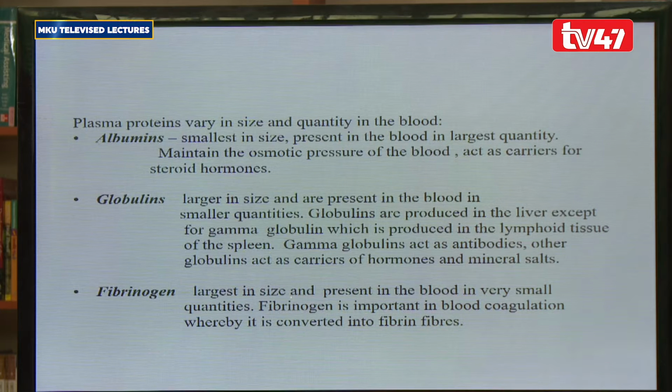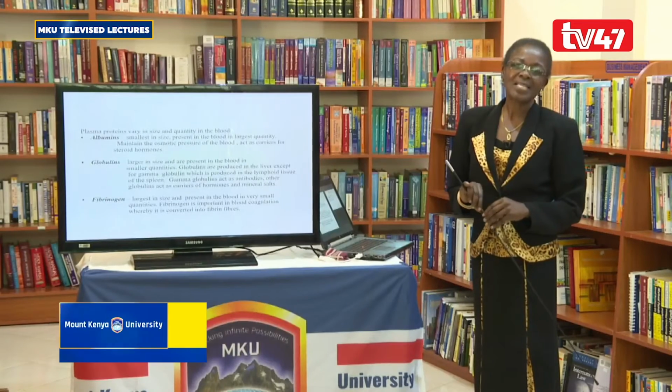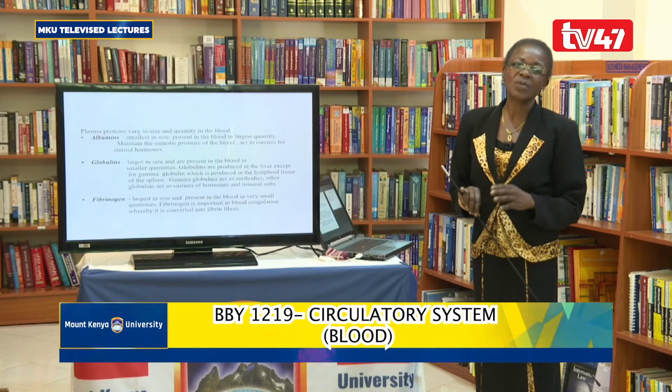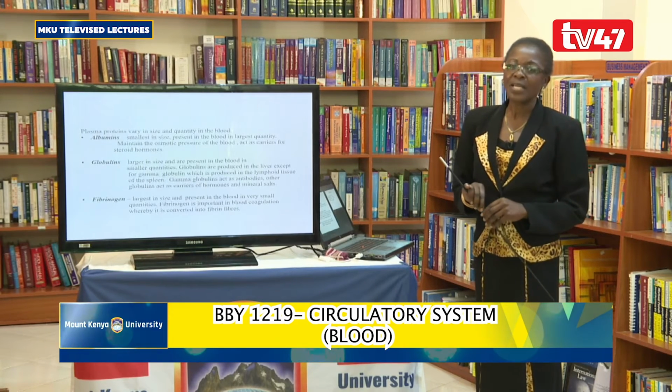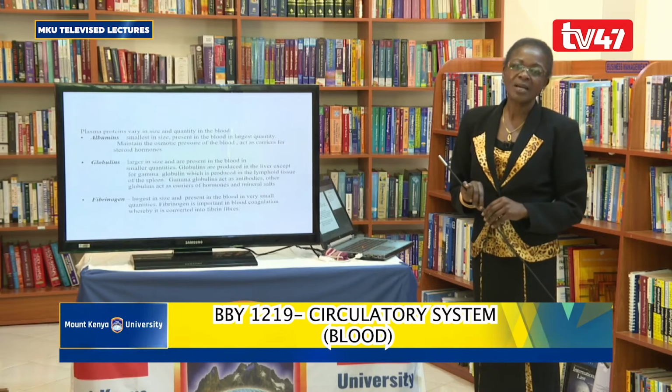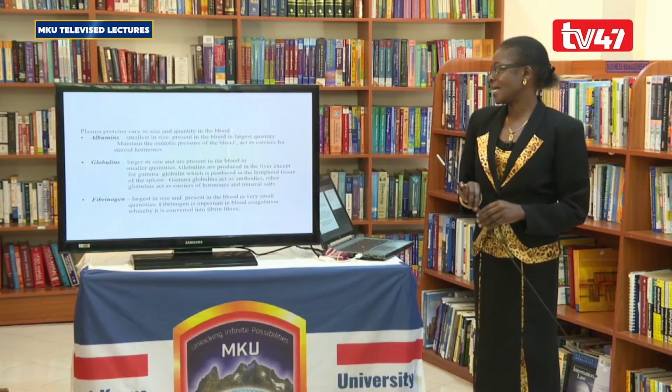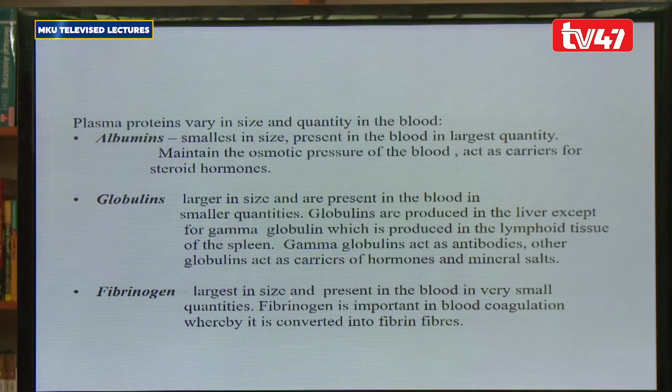And then we have the globulins. Globulins are larger in size than the albumins and are present in the plasma in smaller amounts. They are also synthesized in the liver, except a specific type of globulin that we call the gamma globulin. Gamma globulins specifically act as antibodies, and they are produced in the lymphoid tissue.